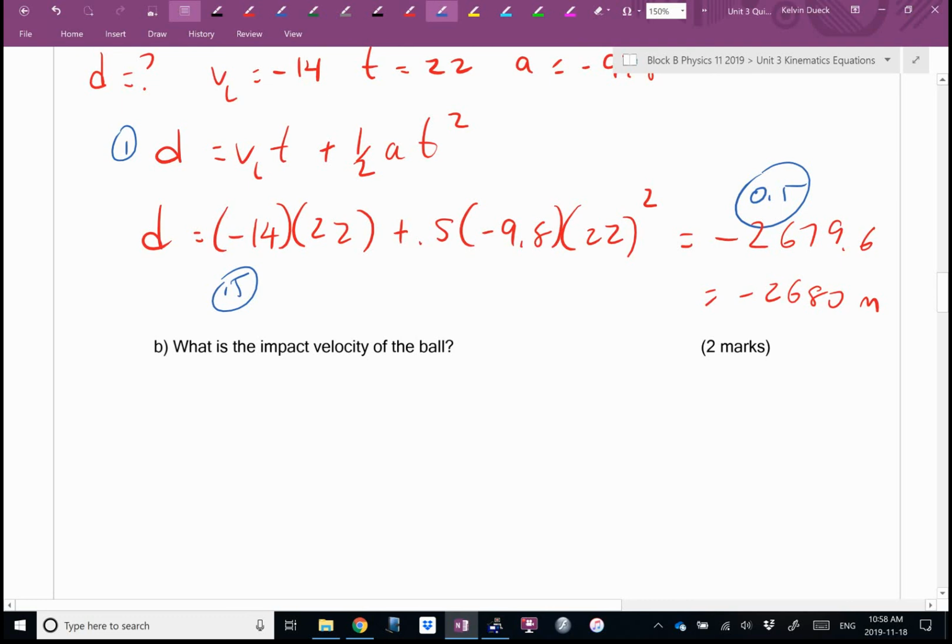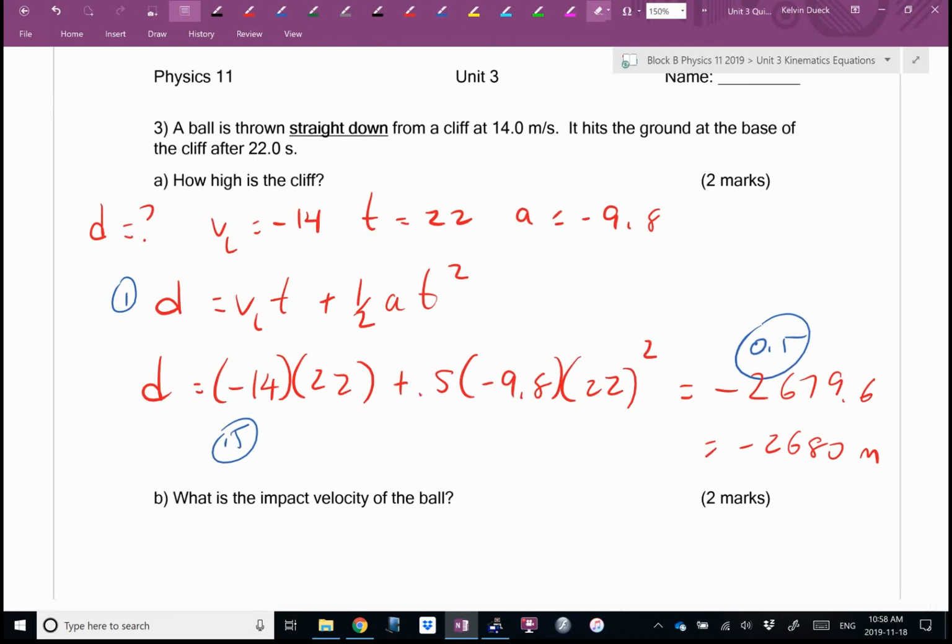What's the impact velocity of the ball? What is it not? Not 0. And I'm even going to be more specific. It's going to be negative. And I'll even be more specific. It's going to be negative, and the magnitude is going to be bigger than 14, because I'm pretty sure it was speeding up all the way down. So I have some built-in calculator error checks along the way. If I got a positive answer, I've messed up. If I get an answer whose magnitude is smaller than 14, I've messed up.